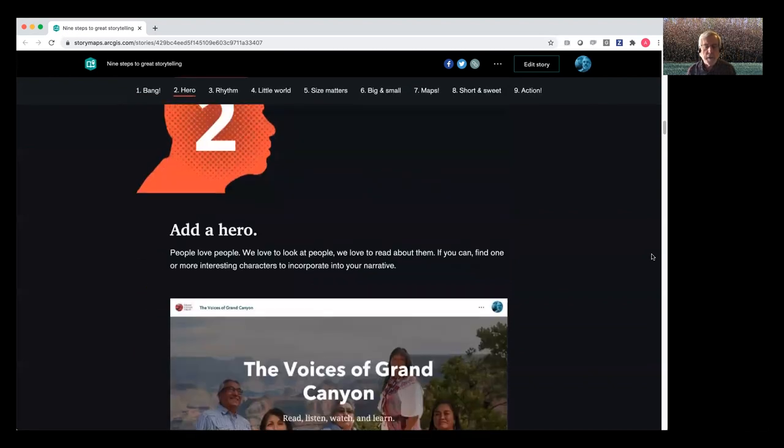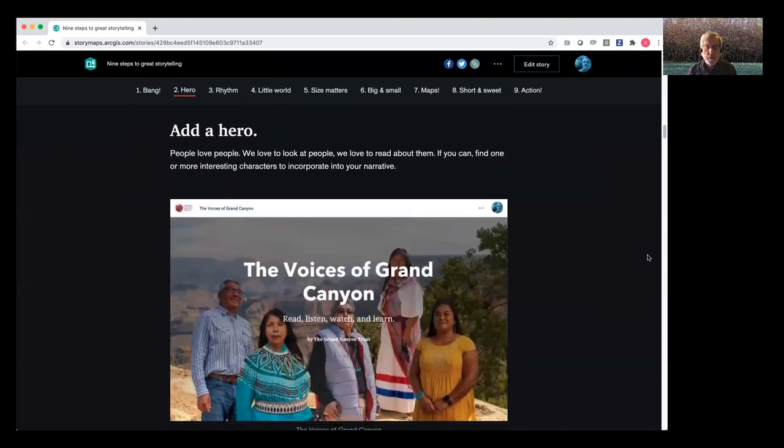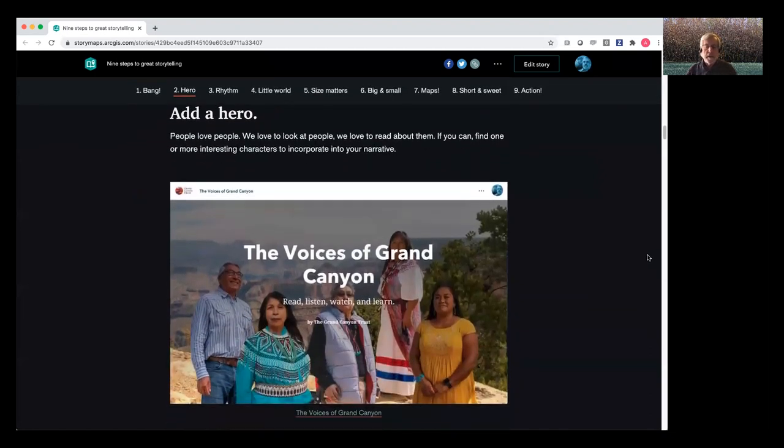Second is to think about adding a hero. By the way, not all of these pointers will apply to all of your stories, but where possible, thinking about adding a hero or heroes is an important thing to consider. So in other words, people love people. People love learning about people more in many cases than a kind of abstract topic. So if you can draw people into your narrative or feature people as center points of your narrative, then I think you're better off.